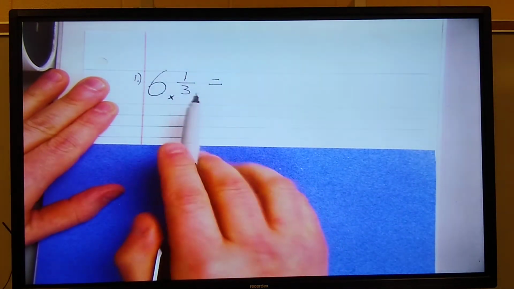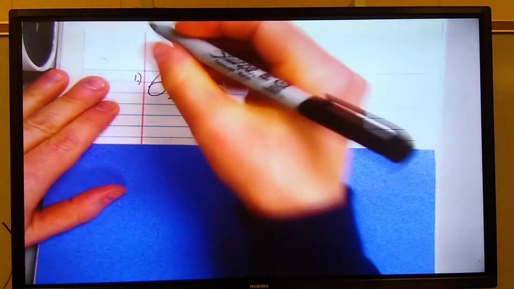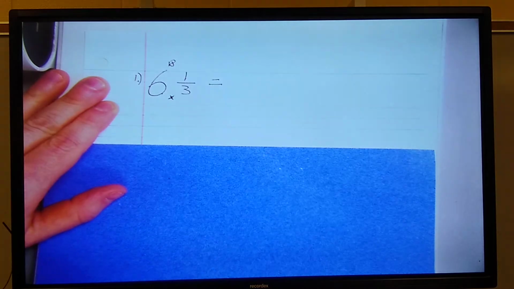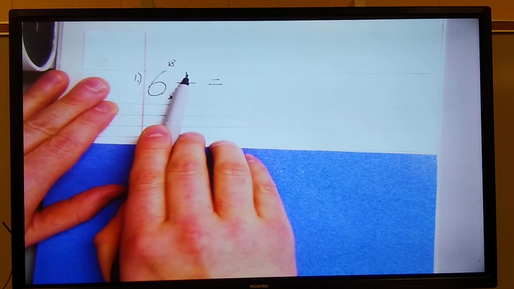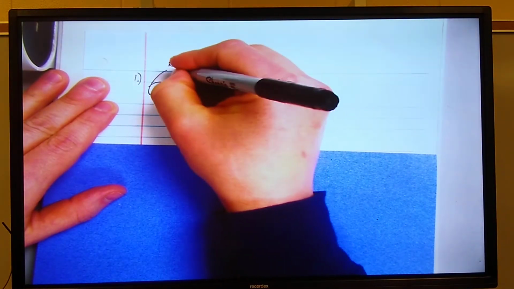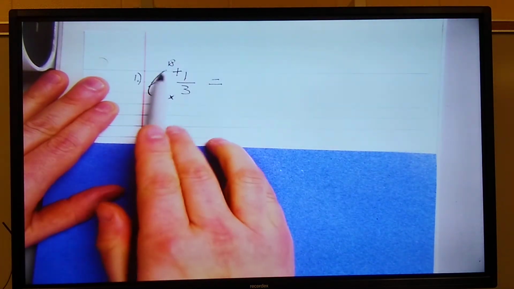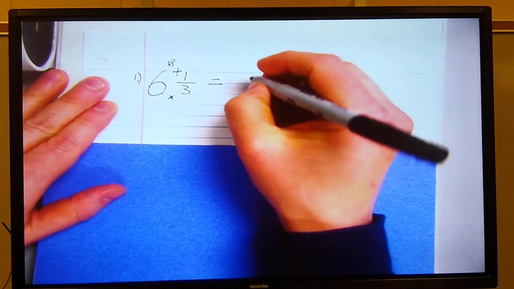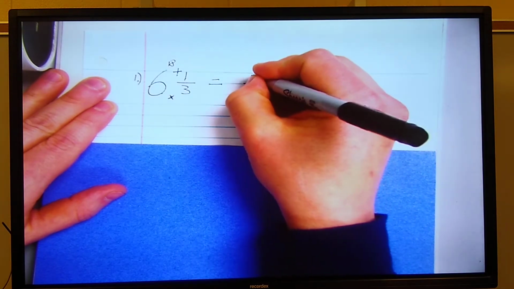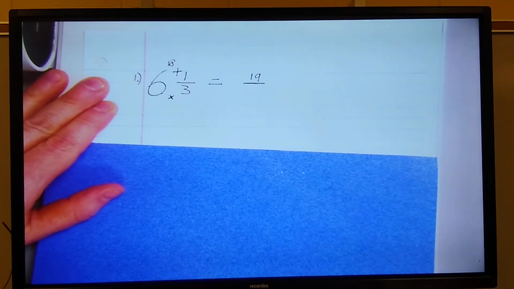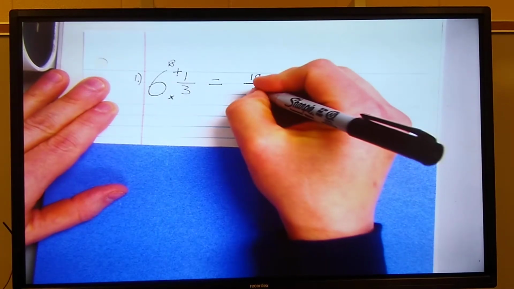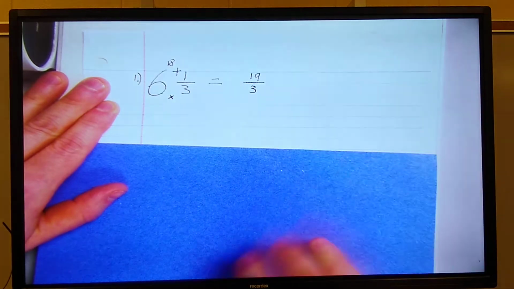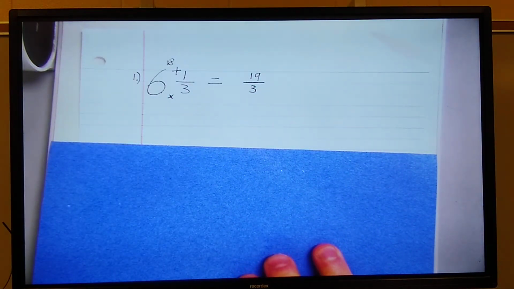by your whole number. 3 times 6. Now that equals 18. Then you take your answer or your product and add it to your numerator. 18 plus 1. That equals 19. That becomes your numerator. Now, in order to find your denominator, you just look at your denominator here. That is your denominator. It stays the same. The answer is 19 thirds.